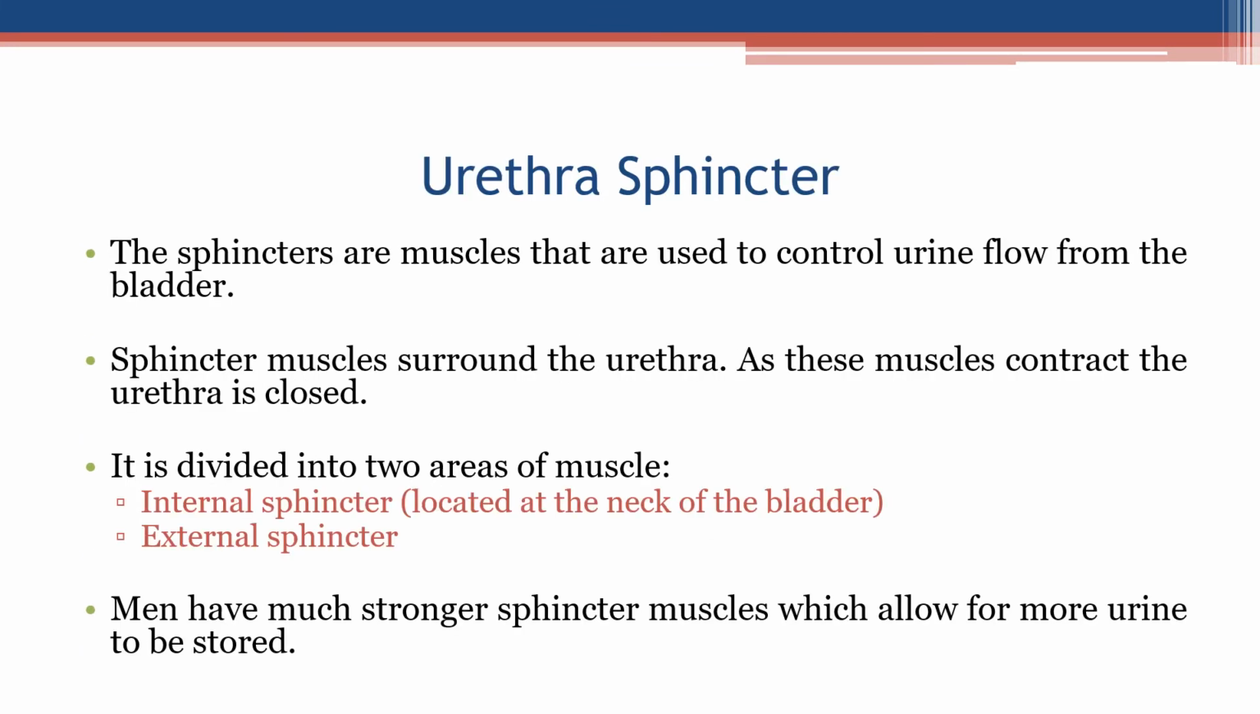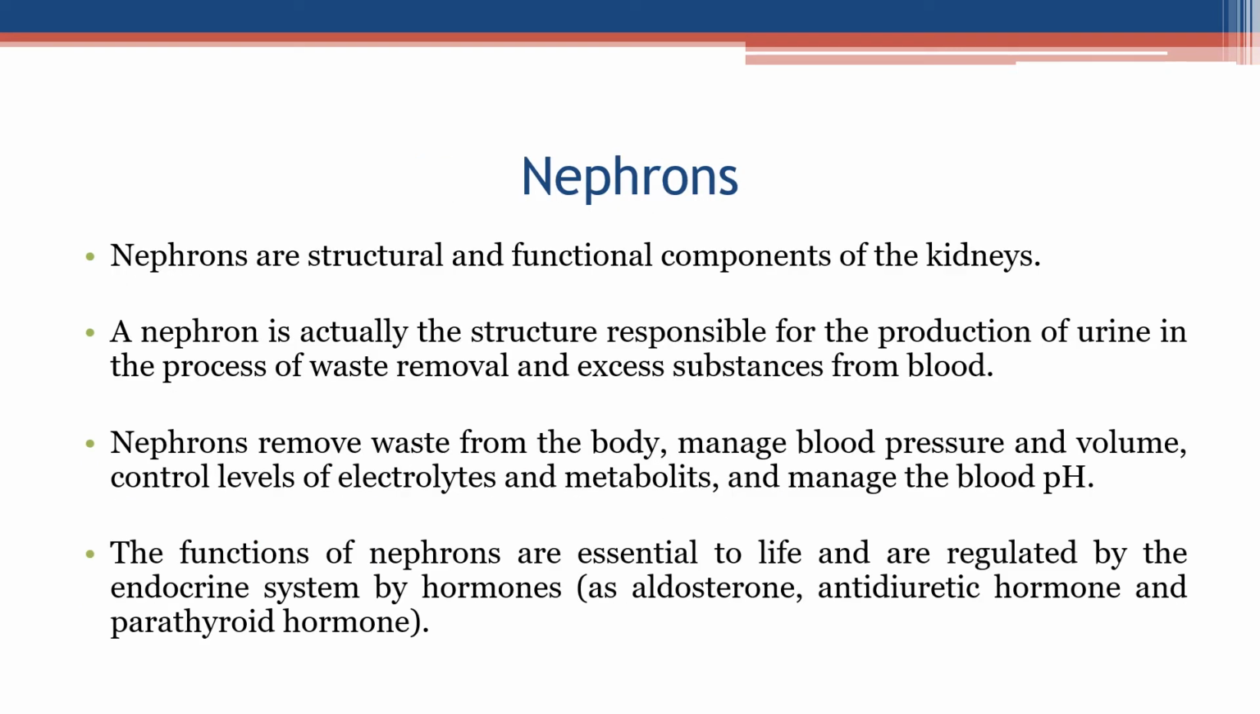The sphincters are muscles that are used to control urine flow from the bladder. Sphincter muscles surround the urethra. As these muscles contract, the urethra is closed. It is divided into two areas of muscle. Internal sphincter, located at the neck of the bladder. External sphincter. Men have much stronger sphincter muscles which allow for more urine to be stored.